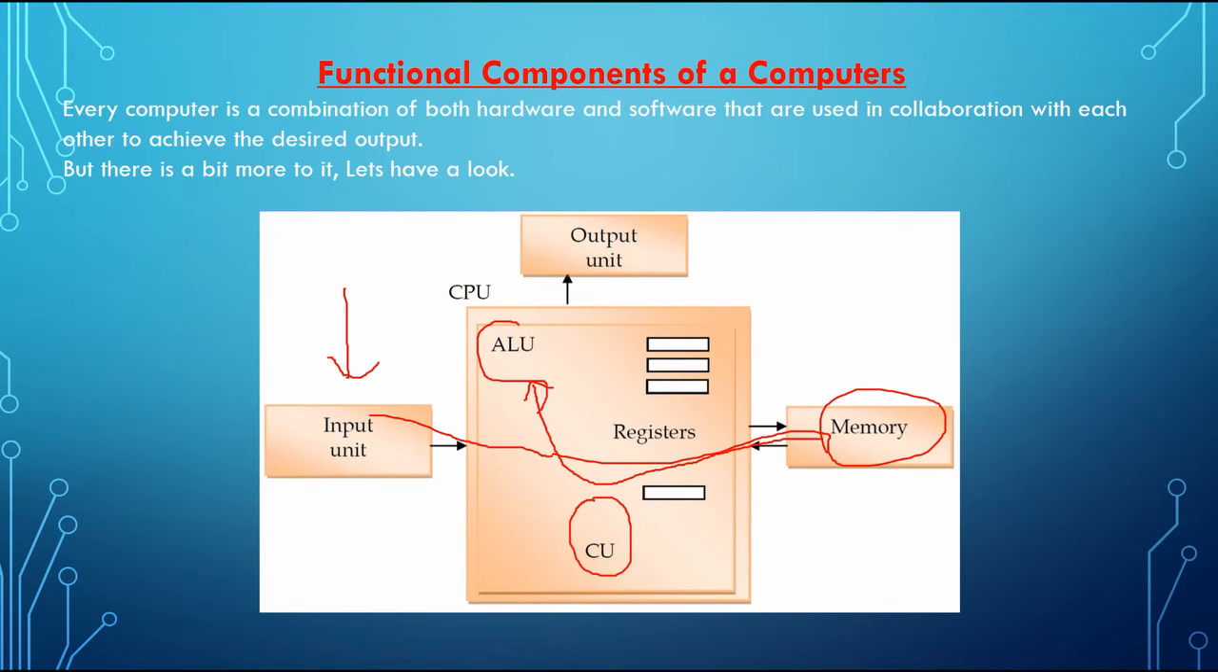The ALU would work upon the data and then put it out to the output unit to be presented in some form that would be readable by a human. That's pretty much it. That's how a basic computer works in a nutshell. Now let's have a deeper look.